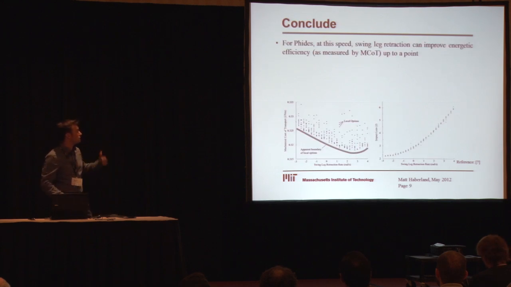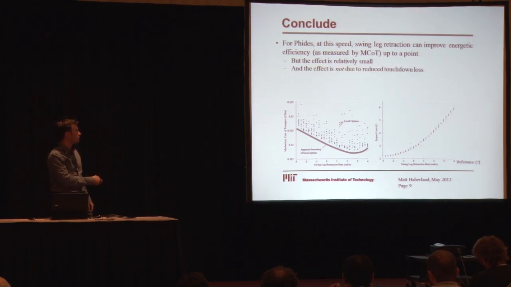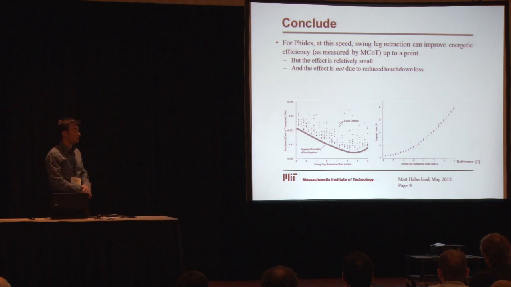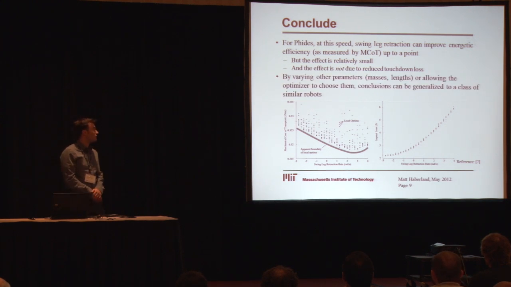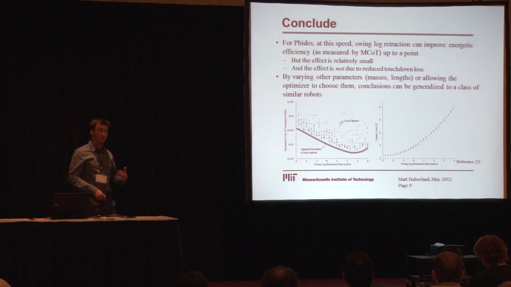So we can conclude from this that for Fides at least, at this speed, swing leg retraction can improve the energetic efficiency up to a certain point, as measured by mechanical cost of transport anyway. But the effect is relatively small. If you look here, the ordinate is only a few percent change, and the effect isn't actually due to touchdown loss reduction, which you might have hypothesized, I at least thought initially. So by varying other parameters, or as Dave Grimmy suggested, allowing the optimizer to choose them, conclusions can be generalized to a broader class of machines rather than a particular robot.